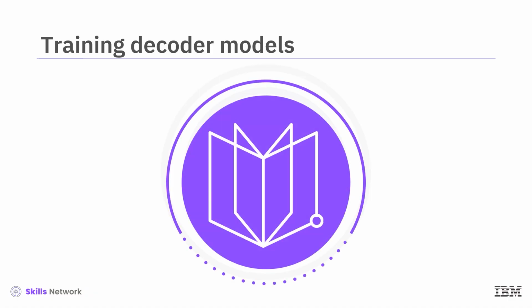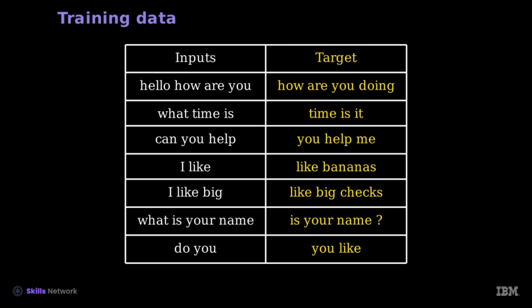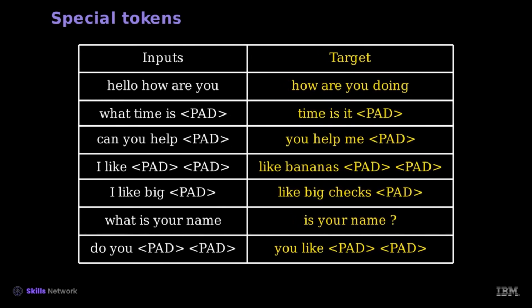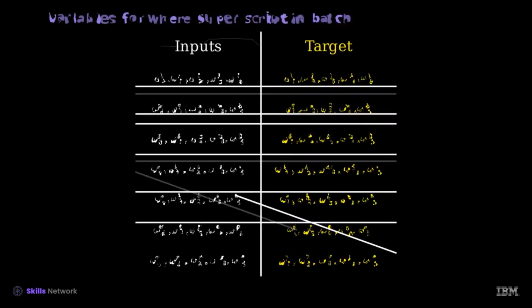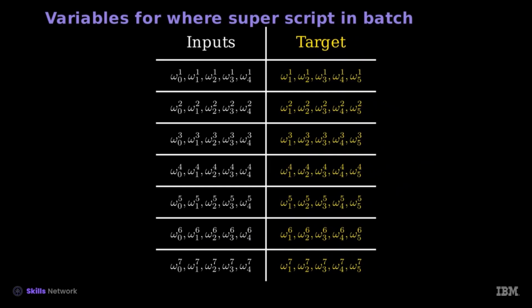Let's now look at the training process for decoder models. This training set example presents input tokens in the first column and their targets, shifted 1 time step forward in the second. Special tokens are appended depending on the model. Start tokens may or may not be used, end tokens are typically included, and 0 padding is applied for uniform sequence length. You use the variable omega to denote tokens, with superscripts indicating the sample number. Each sequence is a distinct sample.